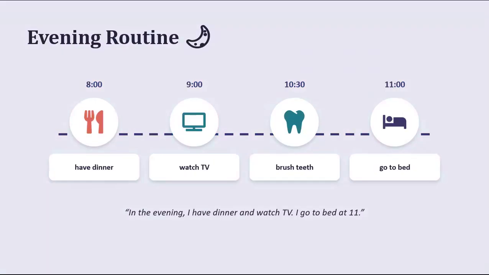Evening routine. I have dinner at 8 o'clock. I watch TV at 9 o'clock. Okay, I brush my teeth at 10:30 and I go to bed at 11. Native speakers don't use I sleep at 11. They use I go to bed at 11.